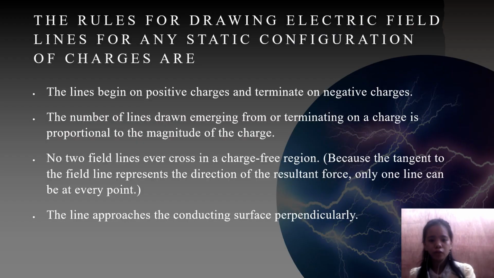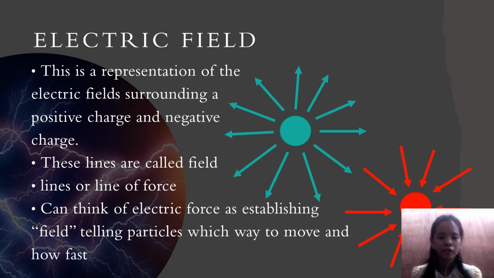So the rules for drawing electric field lines for any static configuration of charges are: the lines begin on positive charges and terminate on negative charges. The number of lines emerging from or terminating on a charge is proportional to the magnitude of the charge. No two field lines ever cross in a charge-free region, and the lines approach a conducting surface perpendicularly.